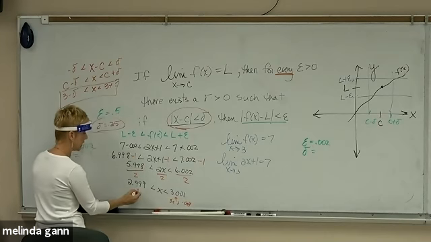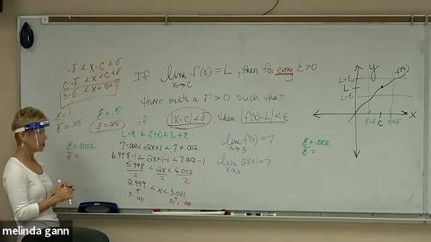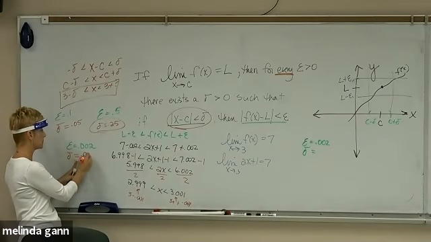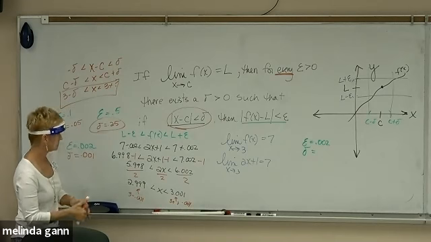0.001. Now try this over here. Is this 3 minus 0.001? Yes. So for this to be true, what would delta have to be? It has to be point what? 0.001.